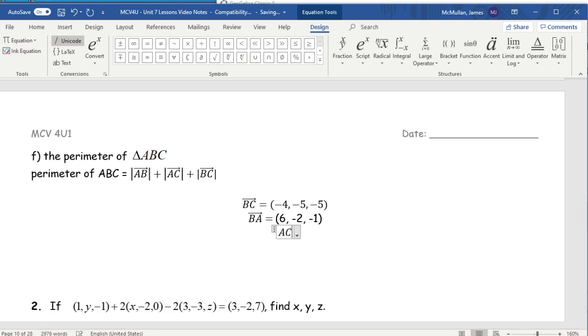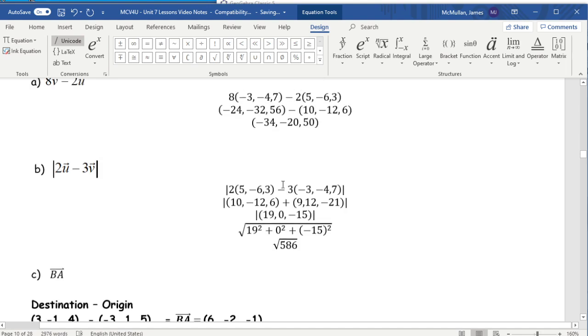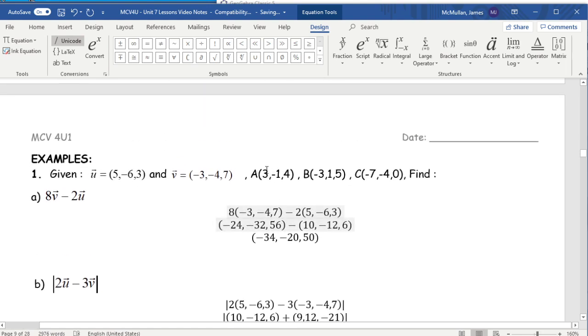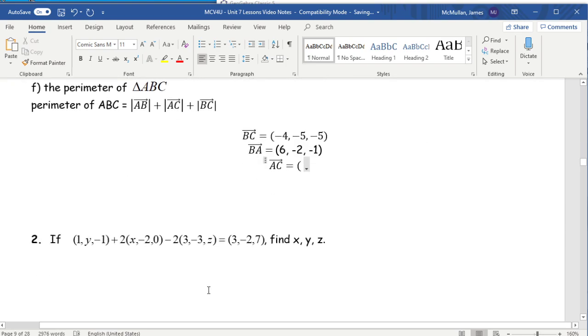The one we did not get here is AC. CA is also fine, but AC. Okay, we didn't get vector AC, so let's get vector AC. So let's just go back up to the points for a sec. So to get from A to C, how would I get there? I would go negative 10 in the X, negative 3 in the Y, and negative 4 in the Z. So negative 10, negative 3, negative 4.